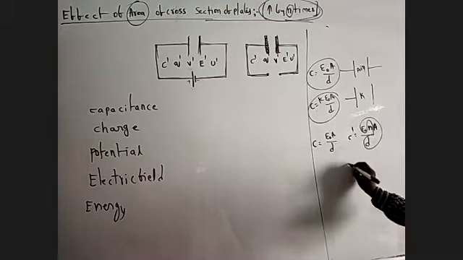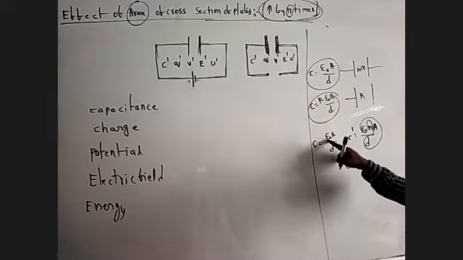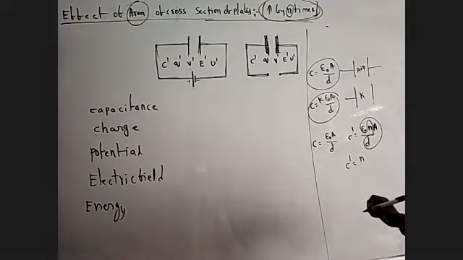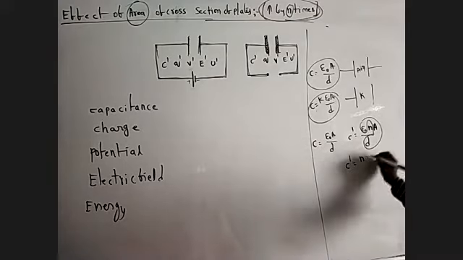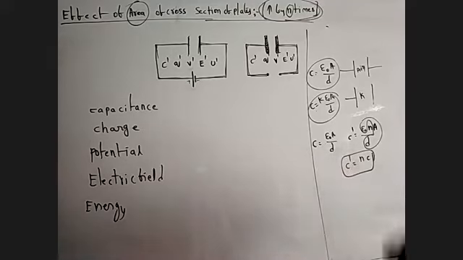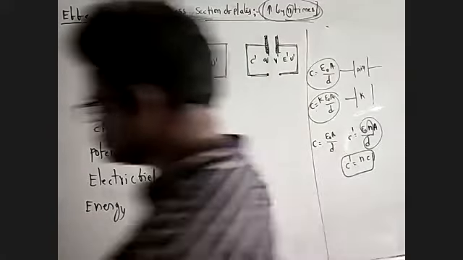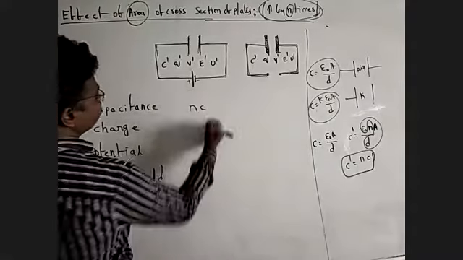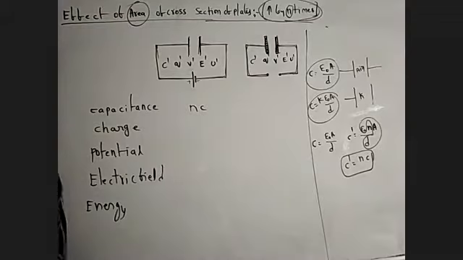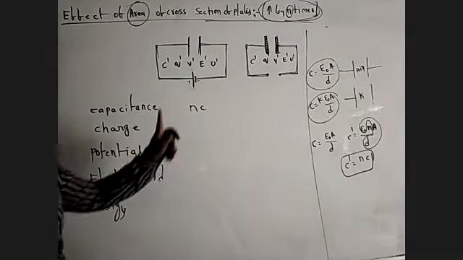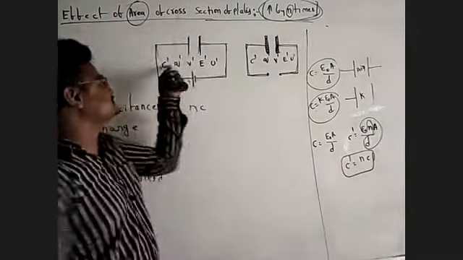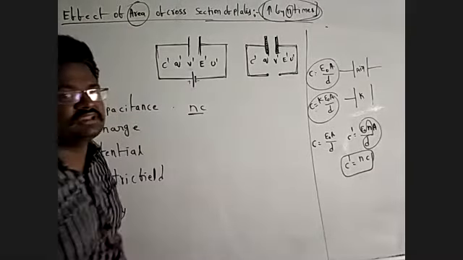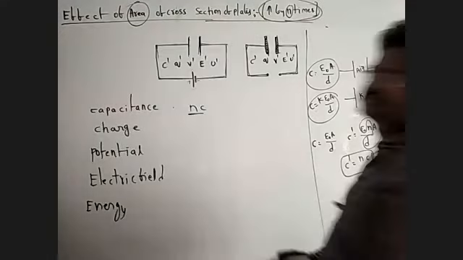C dash is equal to epsilon naught A by D, where epsilon naught A by D means that is C. I'm writing this as nA. What is the C dash value? C dash is equal to nC. This is a new value, nC. n into C. Capacitance increases. C dash value is nC. Okay, that is the capacitance.